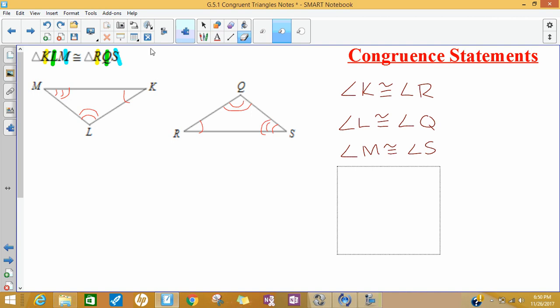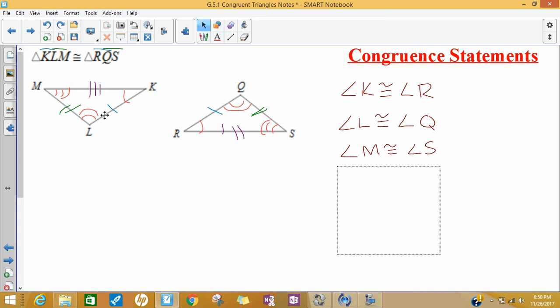And then we can write the sides that are congruent. And it's easy to see the sides that are congruent just by looking at the combination of letters. So the first two letters, KL, that's a congruent side to the first two letters, RQ. And then the middle and the last letter, LM, is congruent to QS. And I'll actually put two slashes. And then KM and RS. And I'll put three slashes.